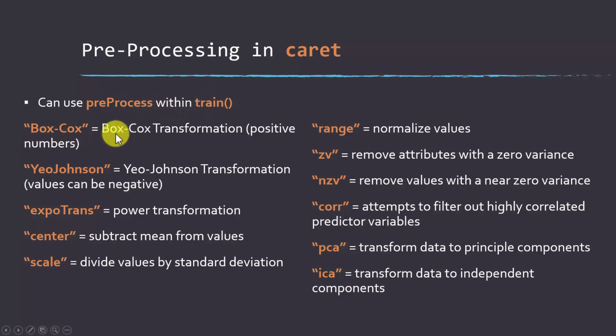So you can do Box-Cox transformations, you can do power transformations, subtract the mean from all the values to center them, divide values by the standard deviation to rescale, or normalize the range. You can also filter out highly correlated variables, automatically create principal components from the raw variables, and create independent components. So there's lots of options.